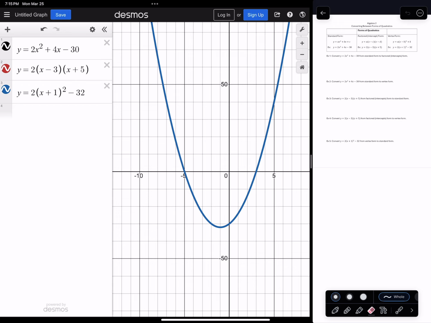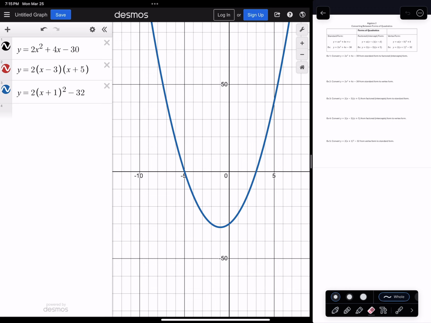A quick recap. Standard form doesn't really tell us much about the graph. I mean, the A will tell us if it opens up or down. And the minus 30, the constant at the end, will tell us the y-intercept if you look here on the graph. Okay? But in standard form, you don't get much else. But that is standard form, and that is the graph of it.